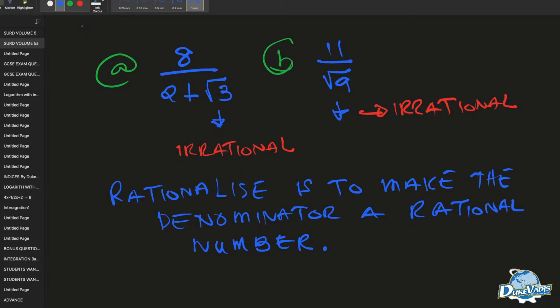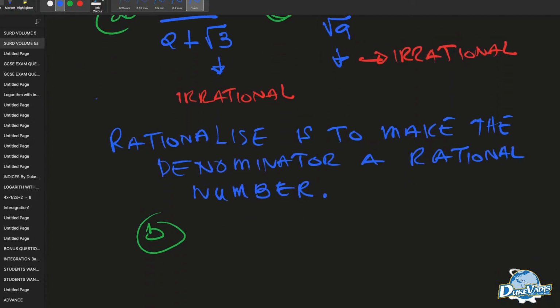Yesterday we started it sparingly, but I realized that people were tired, so that is why we stopped. But now we are fresh, we are back. So we are going to take it step by step and work it out. Now we have 8 over 2 plus surd of 3 and 11 over surd of 9. Let's tackle the first one, which is the B part.